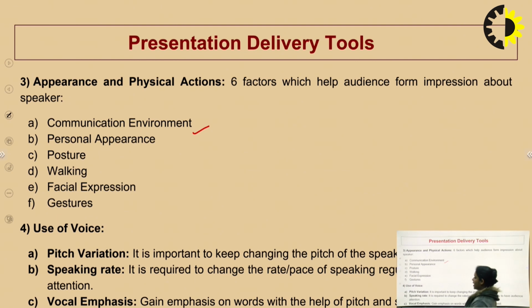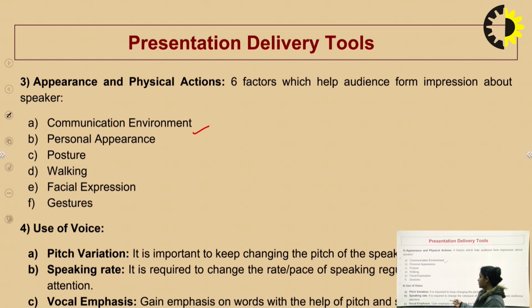Now these are the paralinguistic features like pitch variation. It is important to keep changing the pitch of the speaker. The pauses and intonations should be kept in mind. When speaking in the same pitch, it will make your presentation dull and monotonous. In order to remove that uninteresting quality, you have to vary your pitch, high or low, emphasizing the main points.